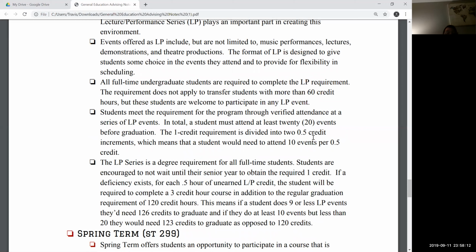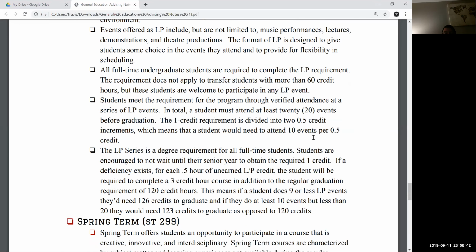Okay, well, if you don't do your LPs, that can go up. For each of those 10 events, it could go up 3 more credits on the denominator of 120 credits to graduate. What do I mean by that? If you've taken less than 10, then you need to have 126 credits to graduate. If you've done 11, but you haven't gotten to 20, then you need 123 credits to graduate. And you would get 0.5 if you did more than 10, but you wouldn't get the other 0.5 credit.